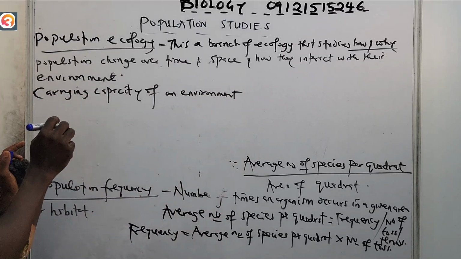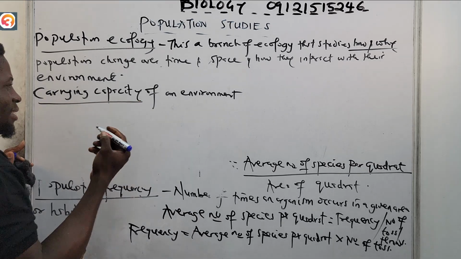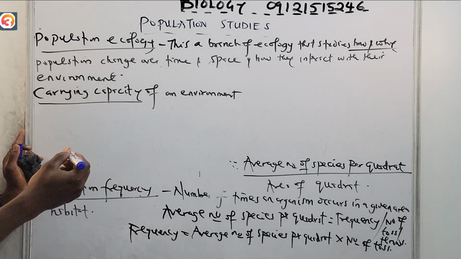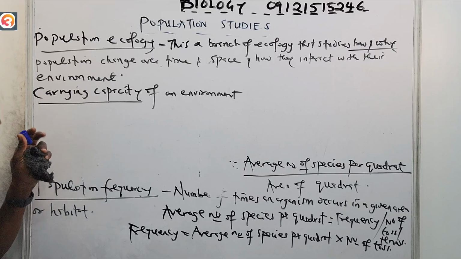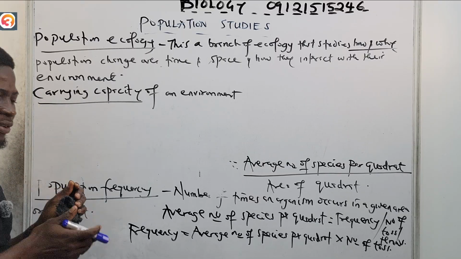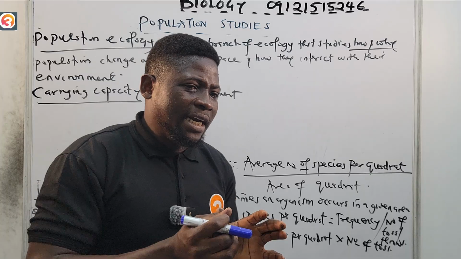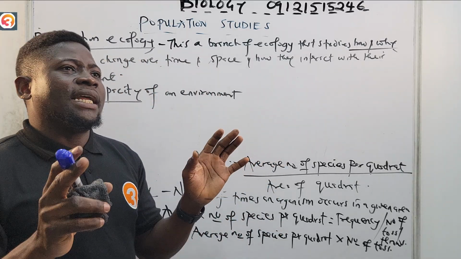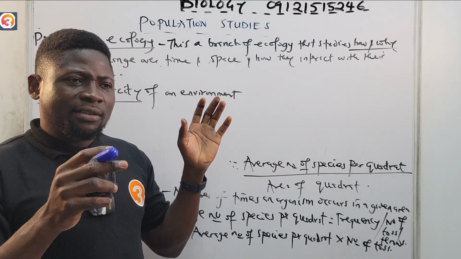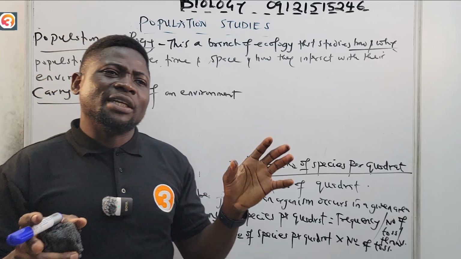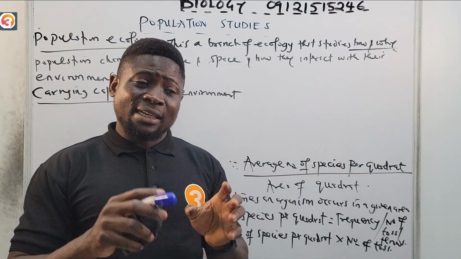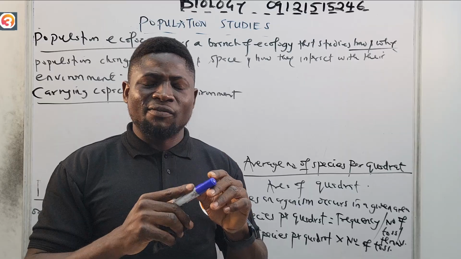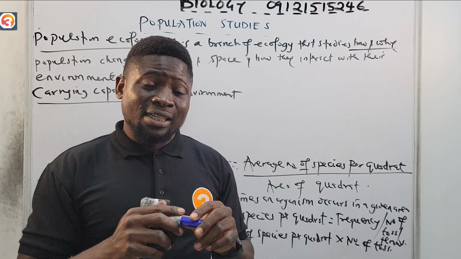Okay, this one is from the word carrying capacity. It talks about the maximum number of organisms of the same species that a particular environment can carry. For example, let's say you have a father, a mother, and 3 or 4 children living in a particular room. They are staying in a one-room self-contained.